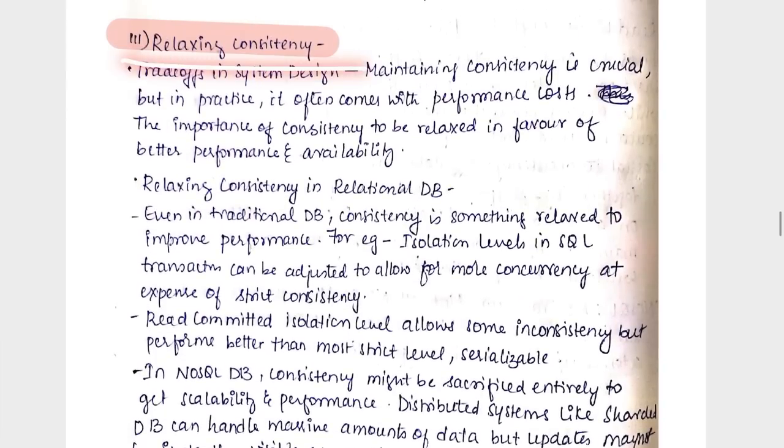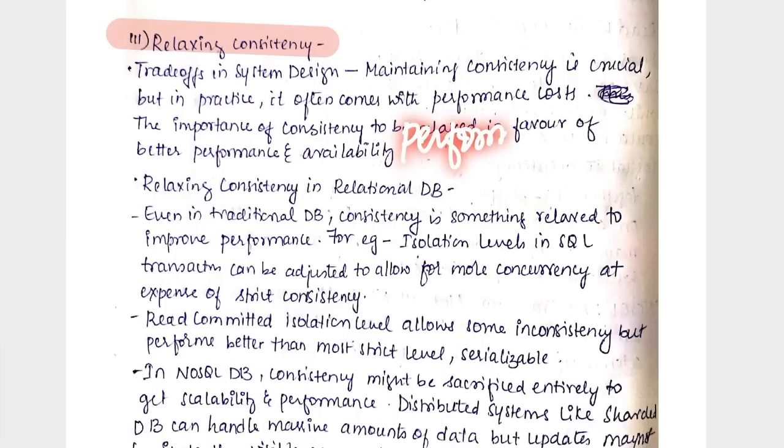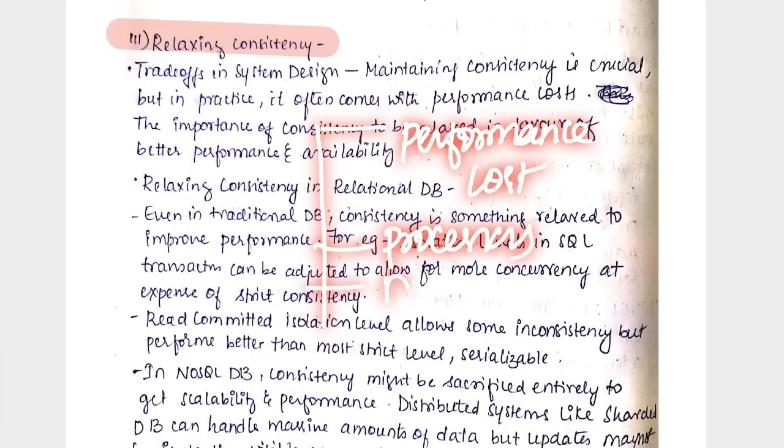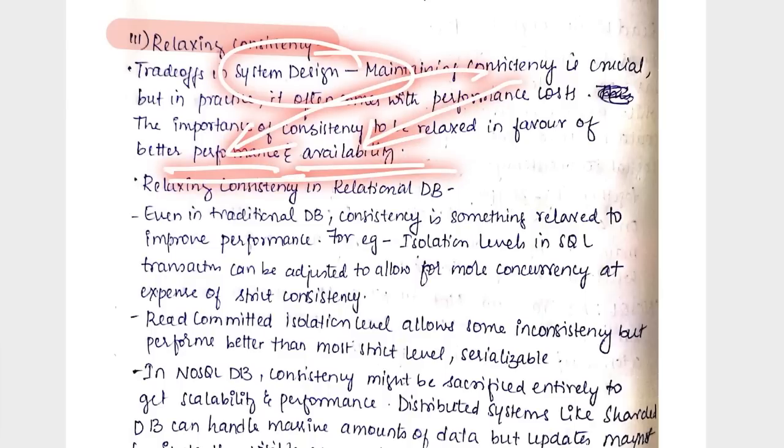Next we have relaxing consistency. So under relaxing consistency, speaking from the system design perspective, maintaining consistency is very important, but along with maintaining the consistency, the performance costs also increase, because in order to maintain consistency, you are adding new processors, or increasing the number of nodes, or taking more time for processing. Thereby all these would contribute to an increase in performance costs. So maintaining consistency is very important because it affects the performance and availability aspect.